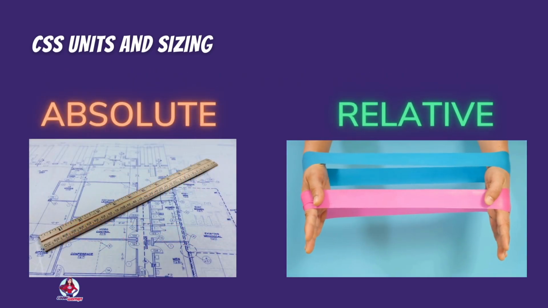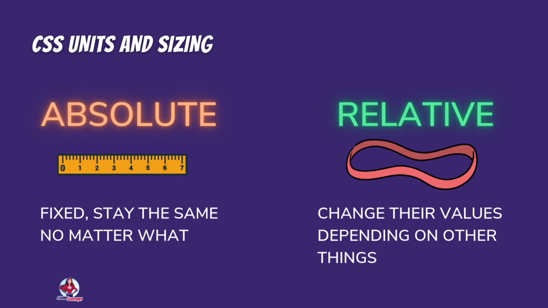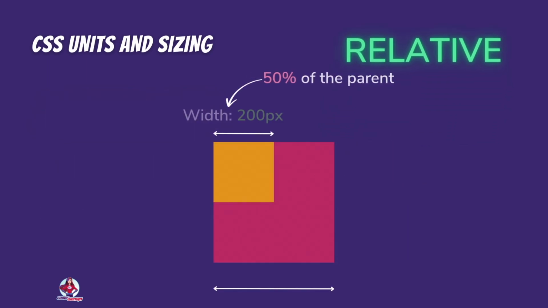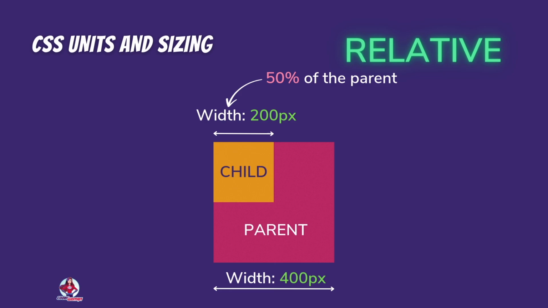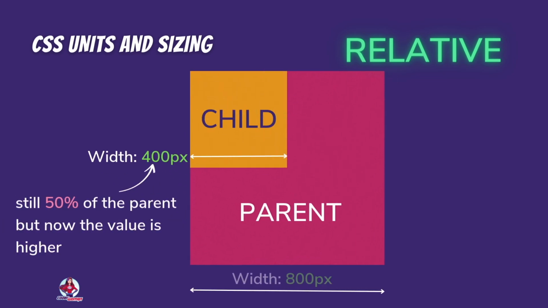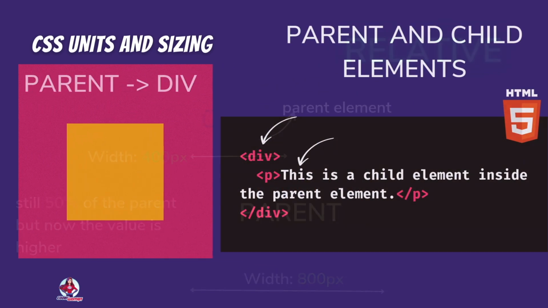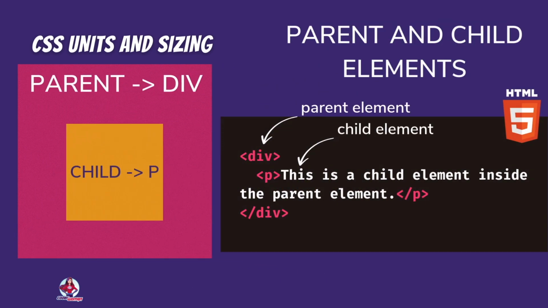Absolute units, like pixels, are fixed and stay the same no matter what. Relative units, on the other hand, change their values depending on other things. For example, if you set an element's width to 50% of its parent, it will automatically resize when the parent element changes size. What do I mean by parent element? Let's see an example. A parent element is an HTML element that holds other elements, called child elements, inside it. In our example, the div element is the parent element, and the p element is the child element.